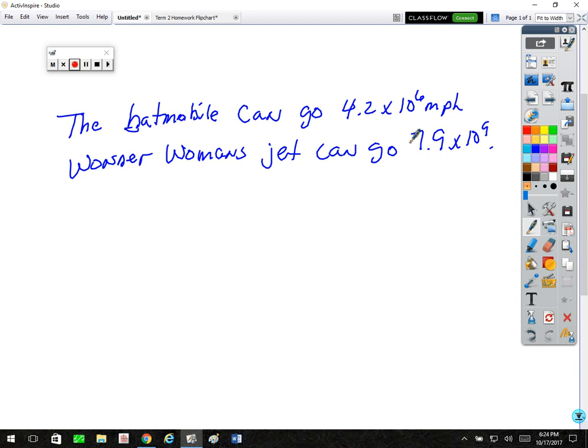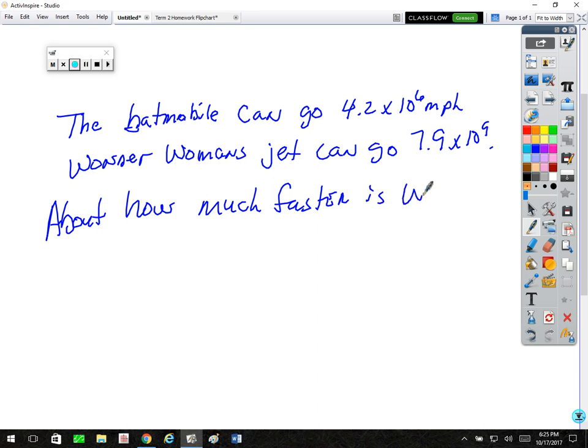Okay, what I want to know is about how much faster is Wonder Woman's, I'm going to abbreviate, Wonder Woman's jet than the Batmobile. And again, y'all please excuse my pen. This thing is not working right. I know I'm trying to write kind of fast, but it's still not working right.